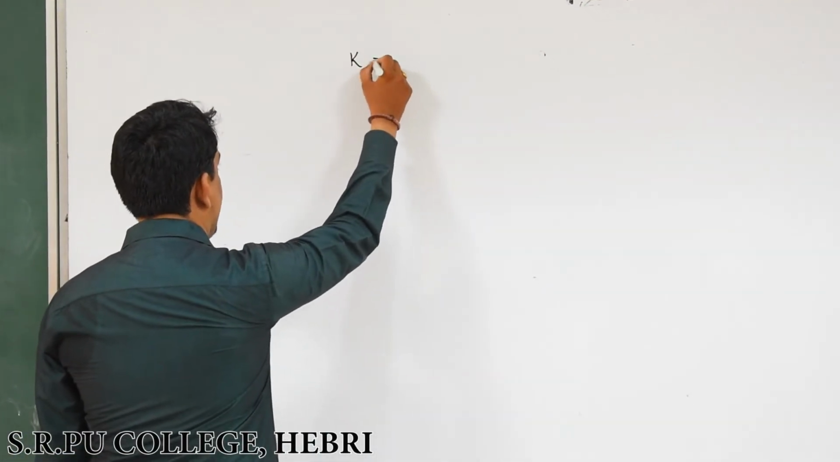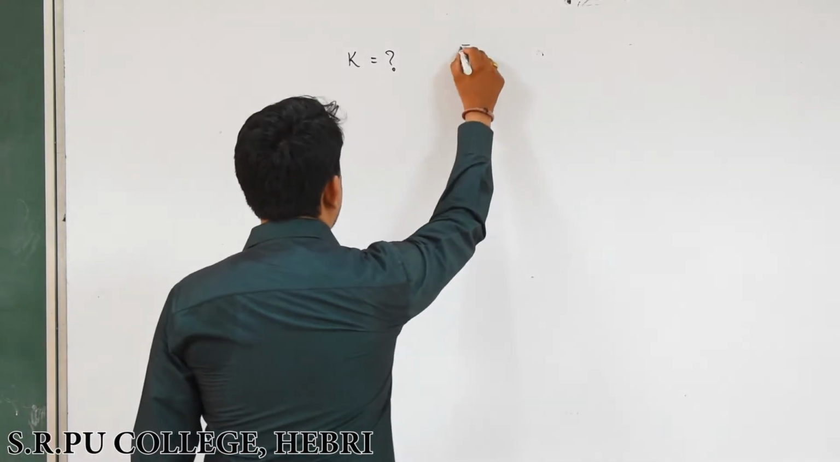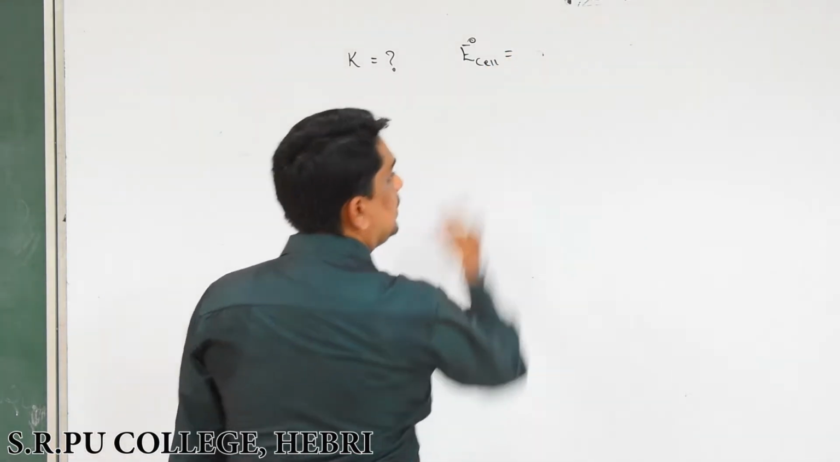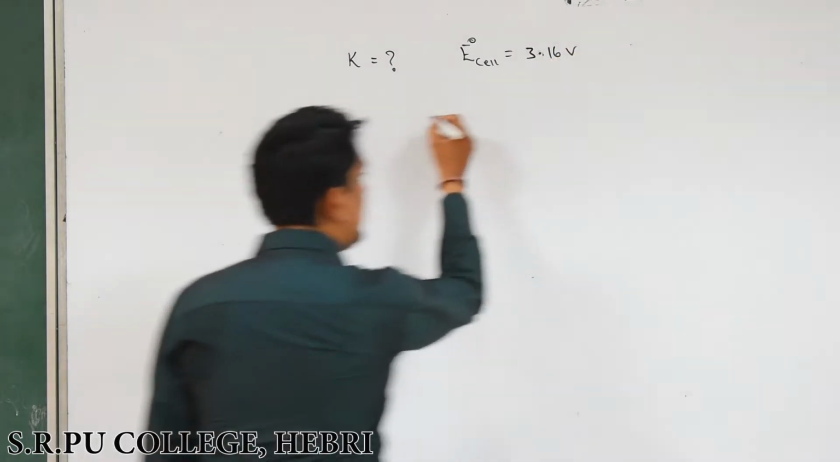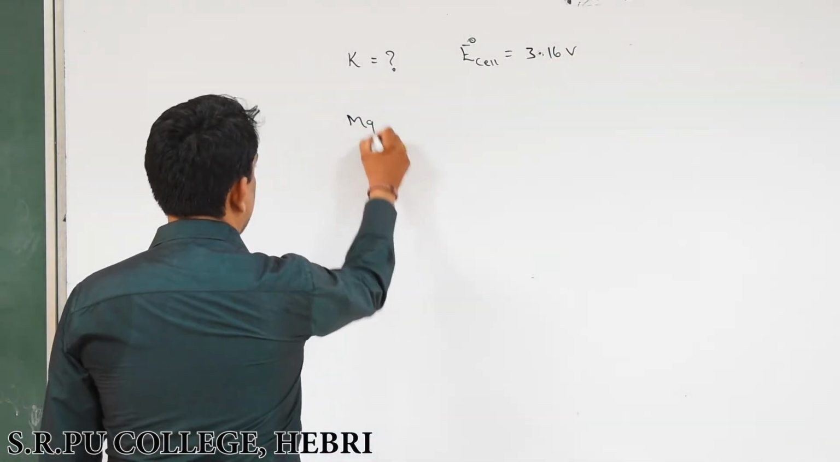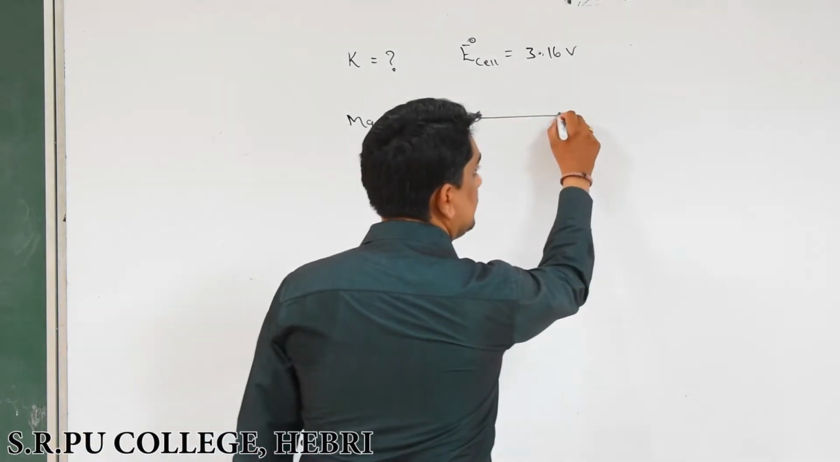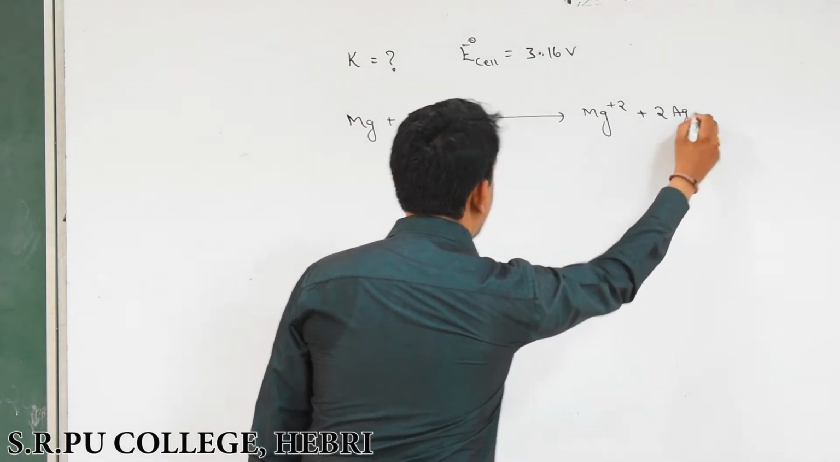Equilibrium constant K, I want to calculate. E naught of the cell is given. Let me write it. That is 3.16 volt. Let me write even the chemical equation which is happening in the cell. Okay, I finished writing.